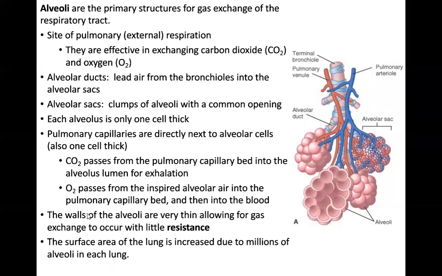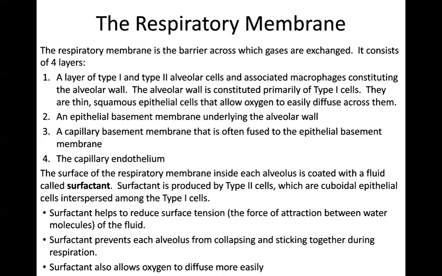The walls of alveoli are very thin, allowing for gas exchange to occur with very little resistance, which is great. We want the flow of oxygen from our alveoli into the blood to be very easy, and CO2 to be very easy going the opposite direction. And I talked about this the other day, but our lungs are made up of millions of alveoli, thus making the surface area for gas exchange very high.